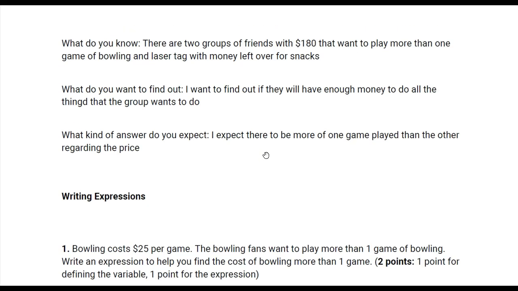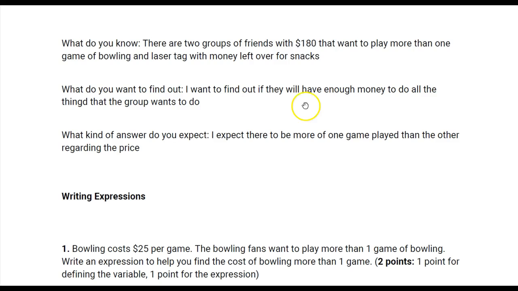All right, so in the "What do you know" part, the first part, they read this whole thing, and you put what they have all together in money, but you forgot to include the other costs, such as what is the cost of a bowling game, what is the cost of laser tag. So you want to make sure you include all of that.